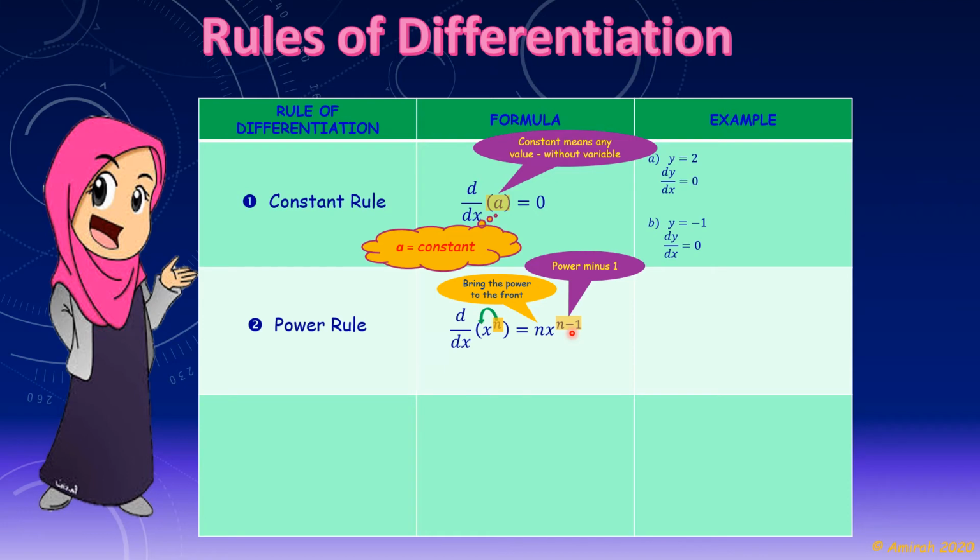I will show you two simple examples under the power rule. A. If we have y equals x cubed, then dy over dx will equal 3x squared. Why is the answer like this? Because we bring the original power 3 to the front and at the same time we solve 3 minus 1, which becomes 2.